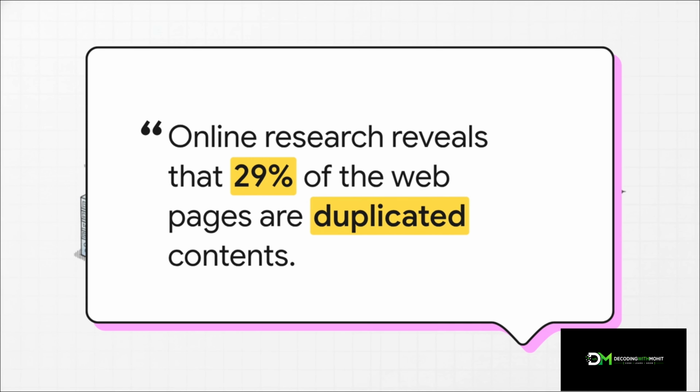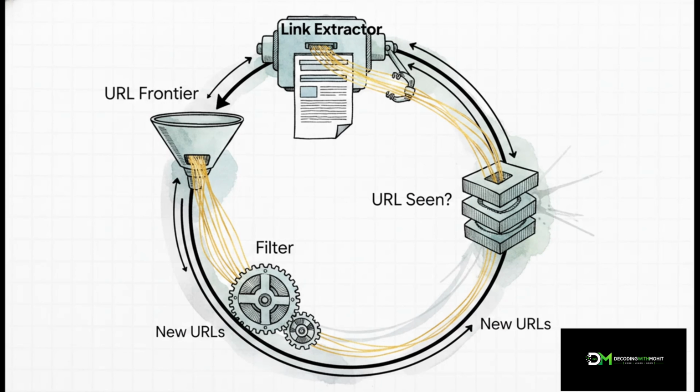So to avoid wasting a ton of time and space, we have this crucial checkpoint, content seen. It basically asks, hey, have we already processed this exact page before, even if it was at a different address? If the answer is yes, we just toss it. No need to do the work twice. But if the content is new, we get to the really cool part, the feedback loop. The link extractor jumps in and pulls out every single hyperlink on that page. Each of those new links then gets checked against our bot's memory. URL seen? To see if we've come across that address before.